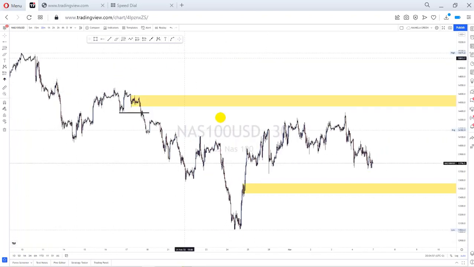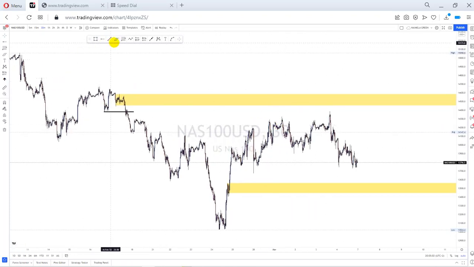My supply zone here. As you can see, they failed to reach my supply zone the first time, which was this one. The first attempt is this one. This is the second attempt. They came close to my supply zone, but they didn't touch it. So for now, as you can see, they pushed really down.